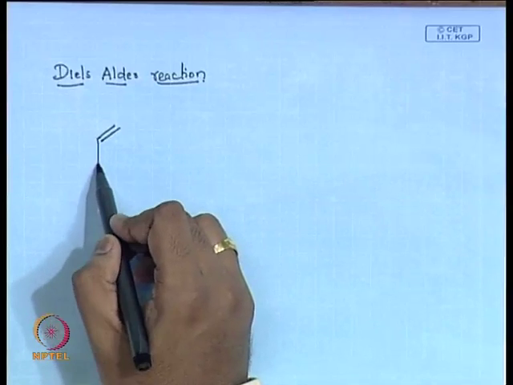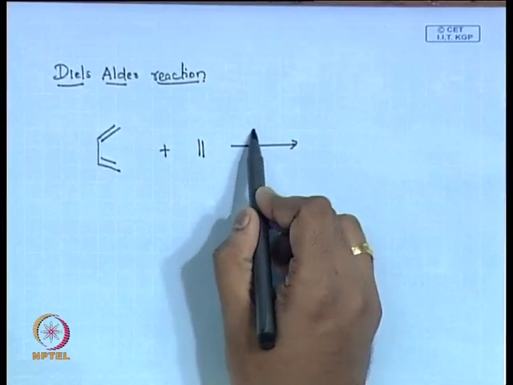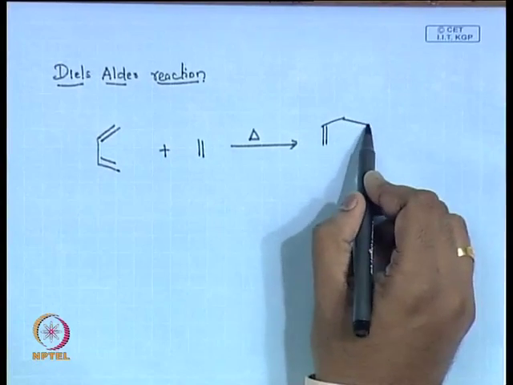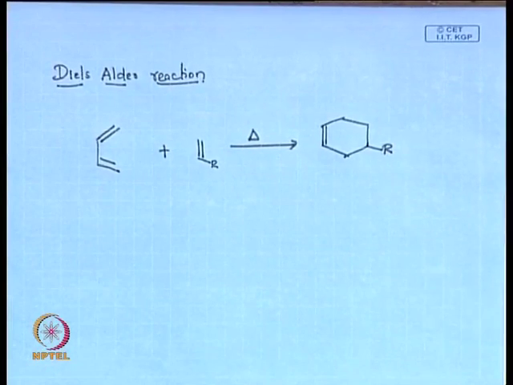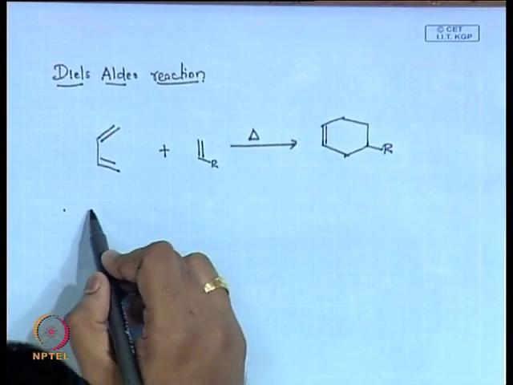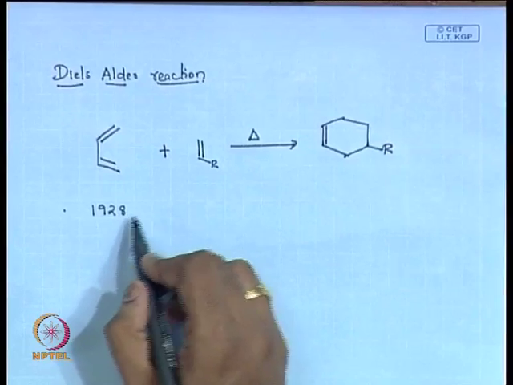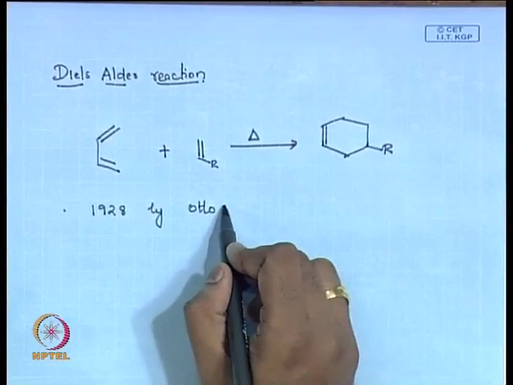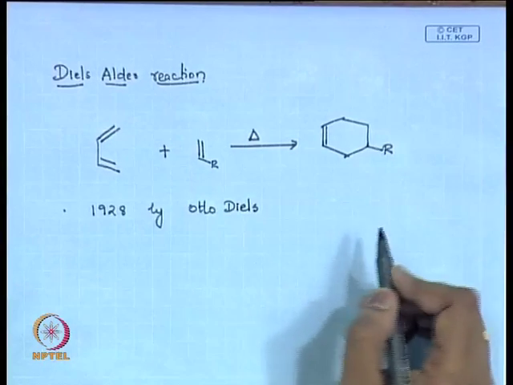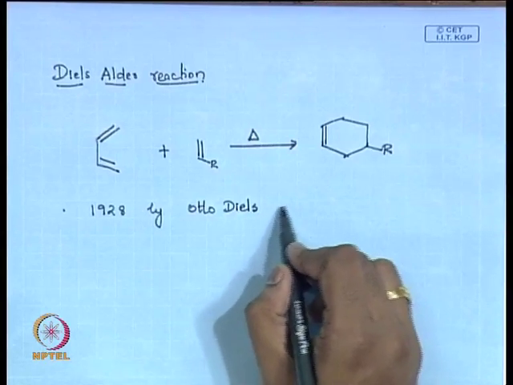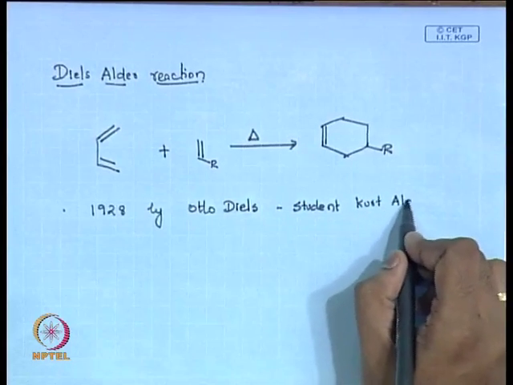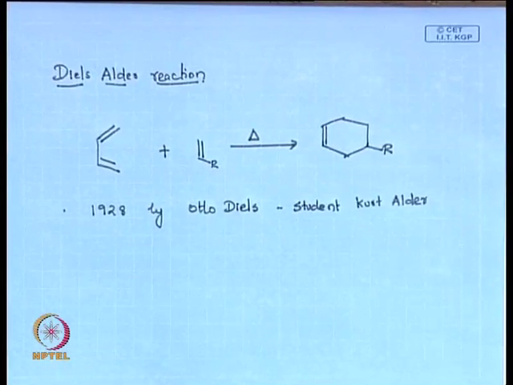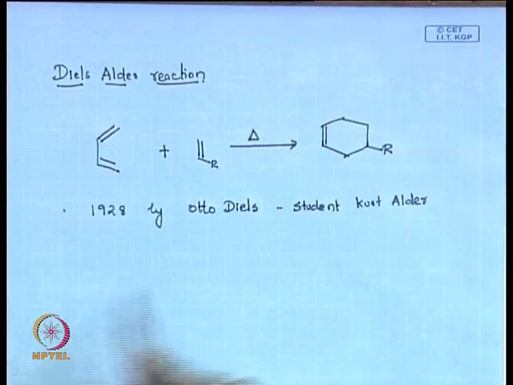A simple representation, as we saw, is a butadiene with your alkene on heating. This reaction was first discovered, I think, in 1928 by Diels and his student Kurt Alder. So in 1928 they discovered this, Diels and his student Kurt Alder.